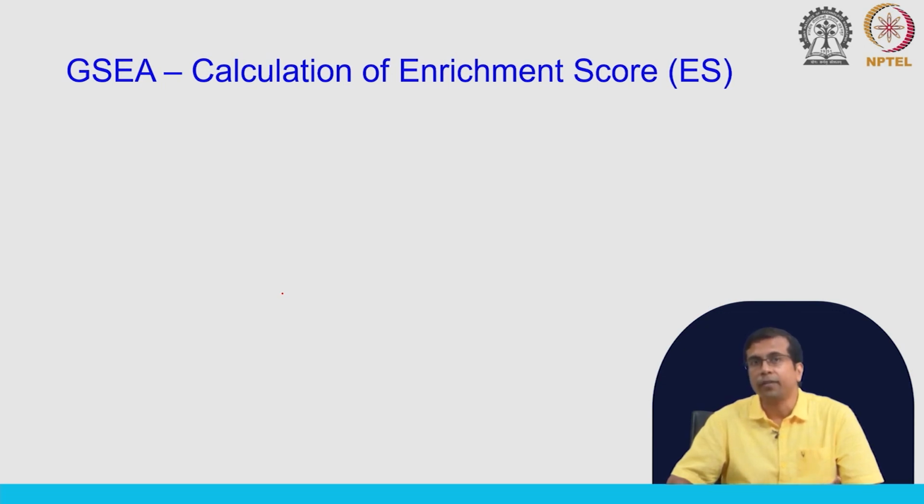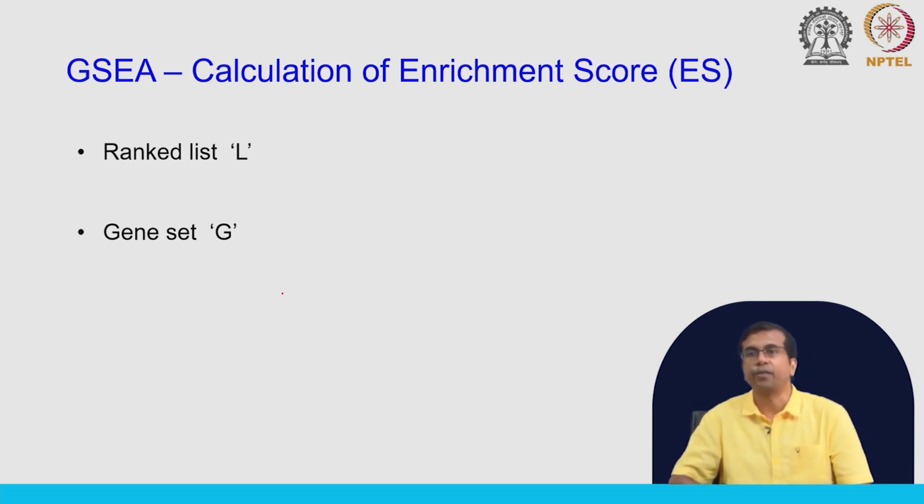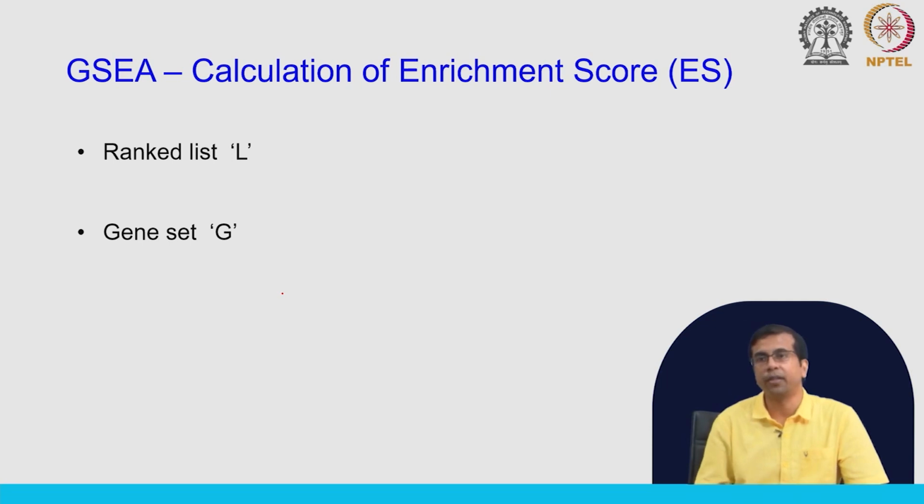And once you have this data, GSEA calculates something called enrichment score or ES. It has a rank list L that has been provided by you, based on your experimental data. You have a gene set G that has been obtained from MSigDB. What this method will do now is test whether some of these gene sets are overrepresented in the top part of the rank list or the bottom part of the rank list.